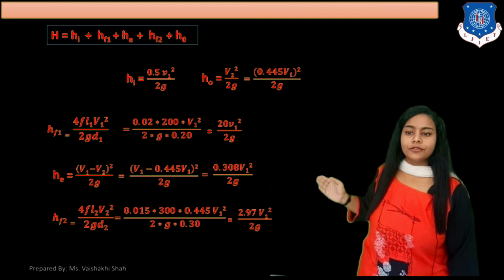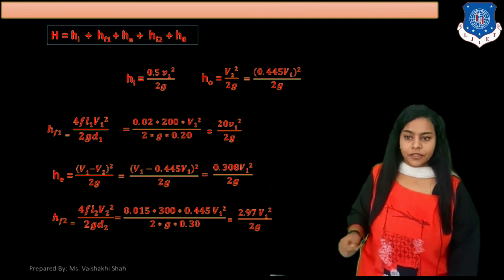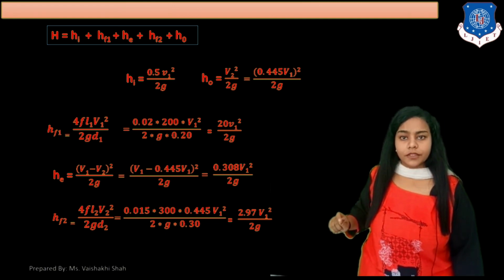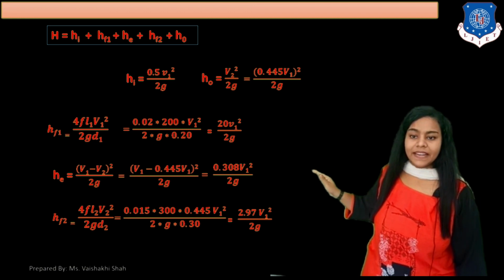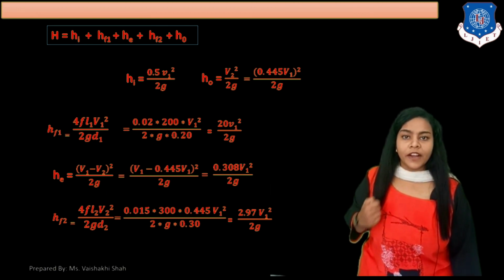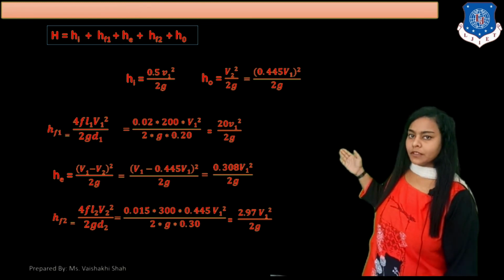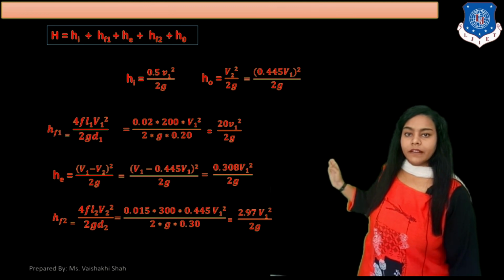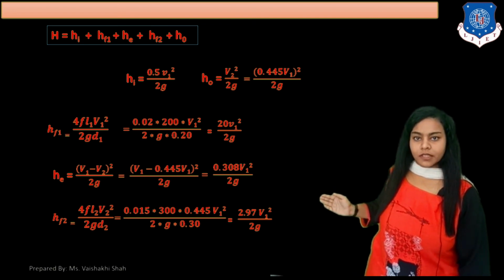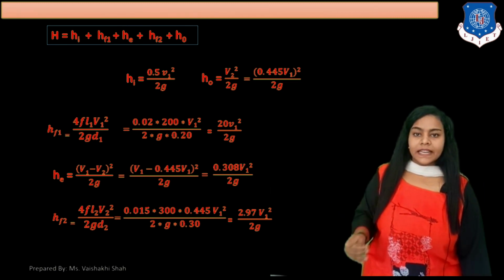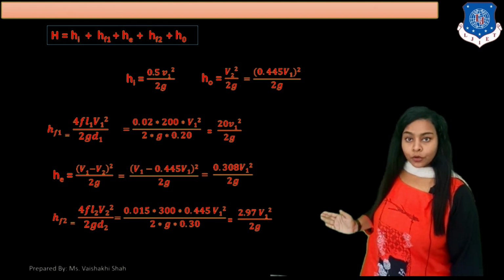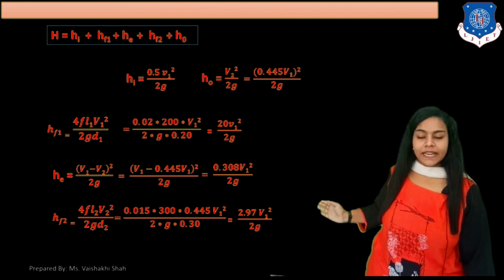Now the next is head loss due to sudden expansion, and the equation for head loss due to sudden expansion is V1 minus V2 whole square divided by 2G. Here V1 is unknown. So V1 minus 0.445 V1, we have the value of V2, that is 0.445 V1, whole square divided by 2G. So you get HE equals 0.308 V1 square by 2G. Clear? Now the next is HF2, that is head loss due to friction in pipe number 2. And again the equation is 4F L2 V2 square divided by 2G D2.